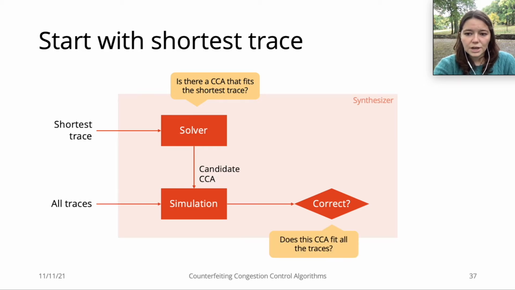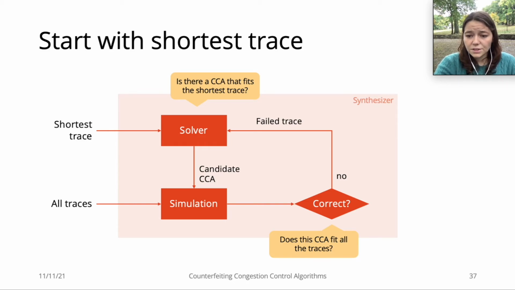And we move on to simulation, where we compare this CCA with all collected network traces. So in simulation, we ask, does this concrete set of handler functions fit all of our traces? This is a very fast query, because since we already have the concrete CCA functions, no reasoning is required. If it does not, we add the trace that failed to the set of solver traces and repeat the process. If the CCA already fits the traces, then we are done, and the synthesizer can simply return the CCA.